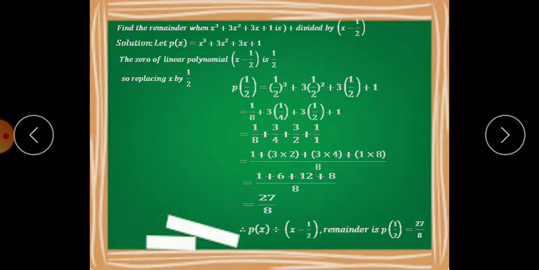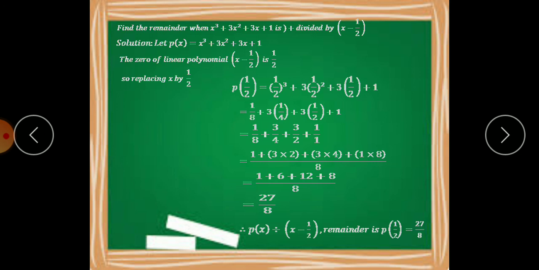So let us take P(x) is equal to x cube plus 3x square plus 3x plus 1. What is the divisor? x minus 1 by 2. What is the 0 of the divisor? 1 by 2. Now let us replace the variable of the dividend by 1 by 2. That is, P of 1 by 2 is equal to (1 by 2) whole cube plus 3 of (1 by 2) whole square plus 3 into 1 by 2 plus 1.